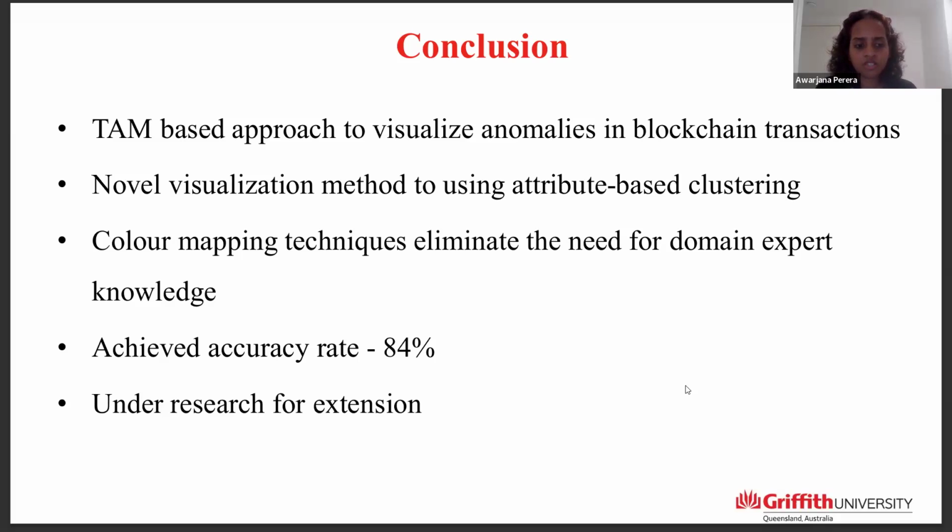And for the very first attribute we used, which is the amount of ether, we could achieve an accuracy rate of 84% of true positives. And this method is still under research, and we are planning on extending this to support other domains too.